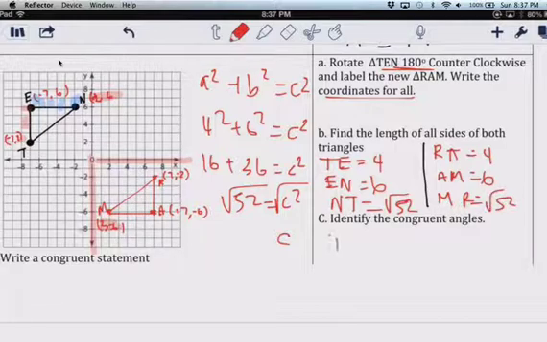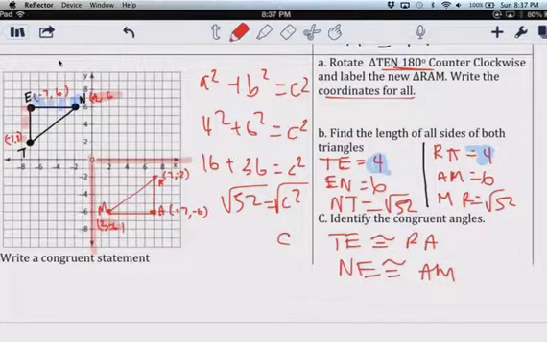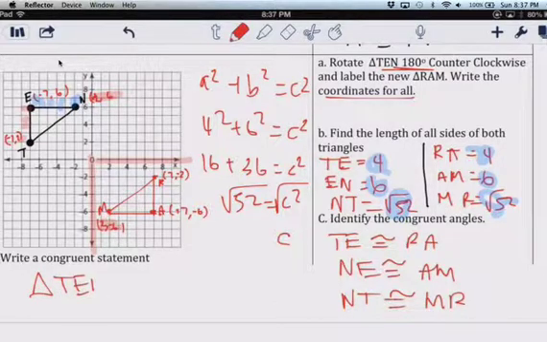So we can say that TE is congruent to RA. They're both 4 if you can see. And then EN is congruent to AM, which both are 6. Okay. And then NT is congruent to MR, which they're both square root of 52. And we can say that triangle TEN is congruent to triangle RAM. Okay?